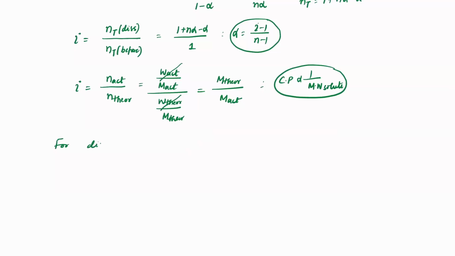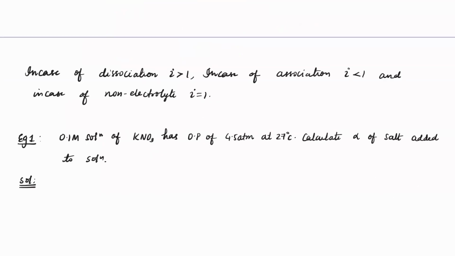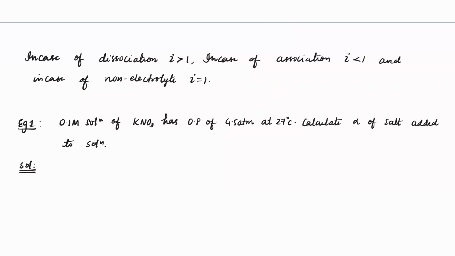So for dissociation cases, the I value has to be always greater than 1. Okay, clear? Here I have written it. Clear? Now notice for association.